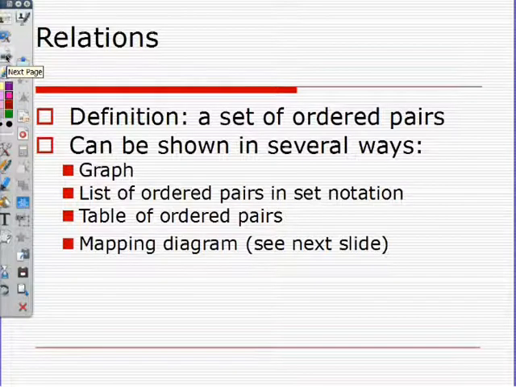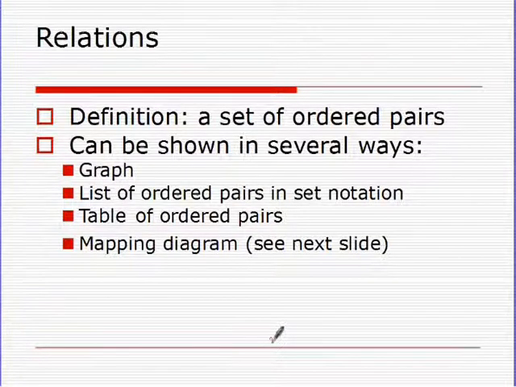Okay. A relation. A relation is a set of ordered pairs, like the ones that you graph, in parentheses, 3, 1, 5, -2. That's all it is. It's just a set of ordered pairs. We can show those in several ways.